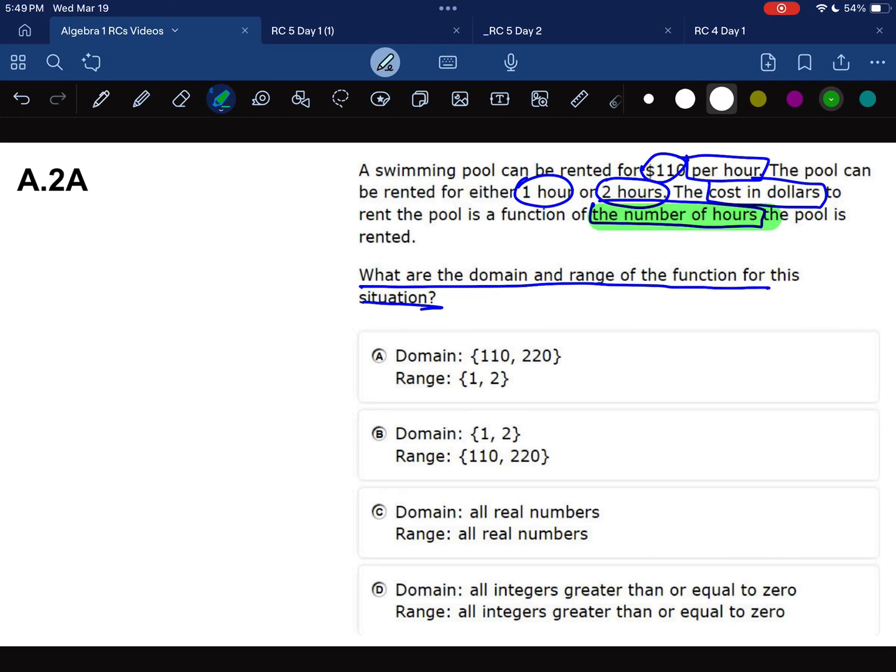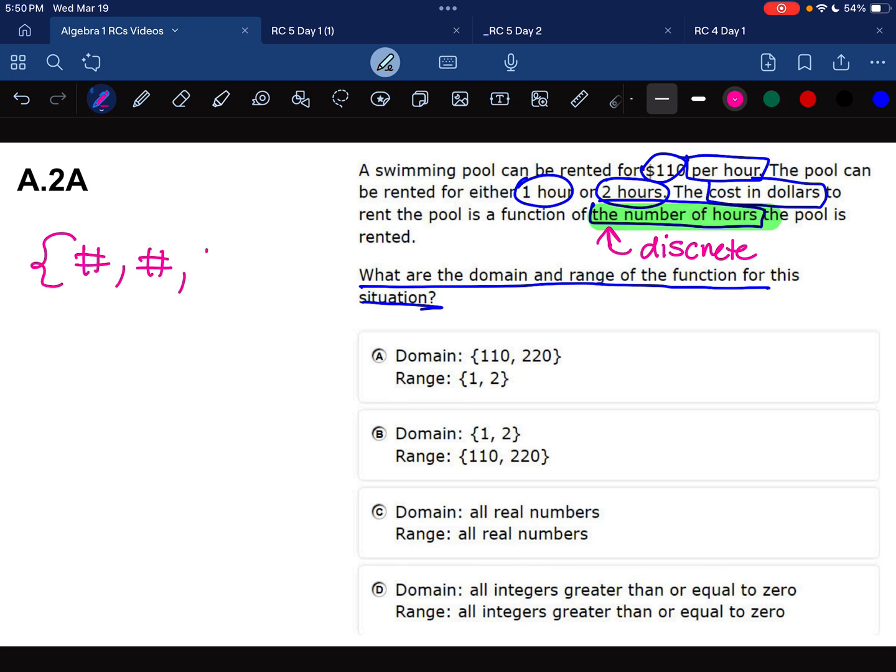So going back to this question, this lets me know that it is discrete. We just looked at our notes. It shows me that anything discrete shows up as a list of numbers. So I am looking for something in my answer choice that looks like this, a list of numbers. So which answer choices should you be able to delete? Okay, perfect. You should have deleted C and D. Eliminate that. So now we first need to look at our domain and range.